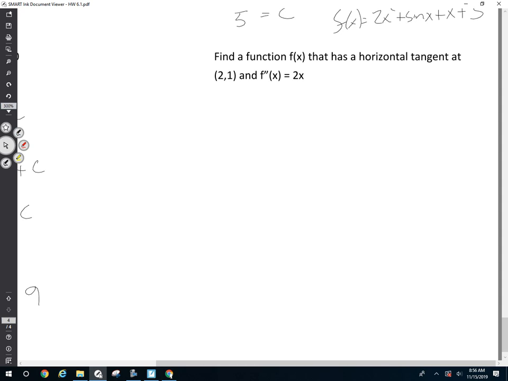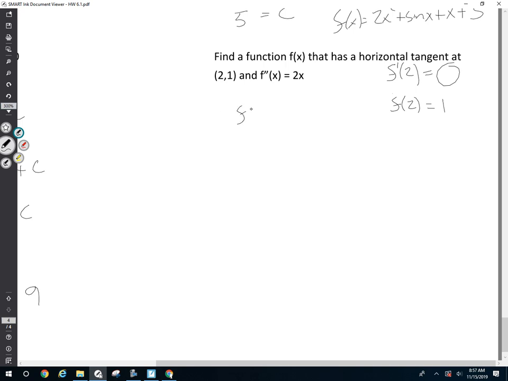Find a function, f of x, that has a horizontal tangent at 2, 1. Okay, so this is just another way of saying when x is 2, f prime of 2 is 0. We should be able to know that. Horizontal tangent, it's the slope of 0. Horizontal tangent, f prime is 0. So then we see we are given the point 2, 1.